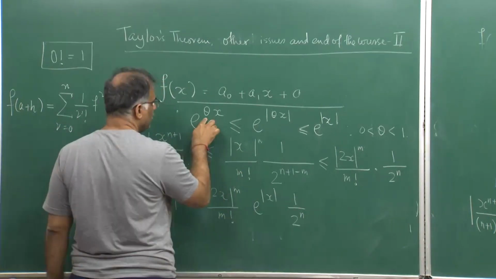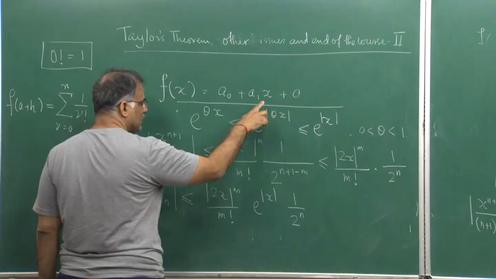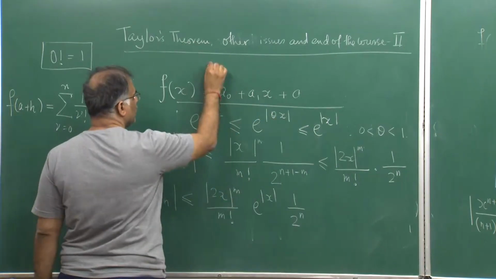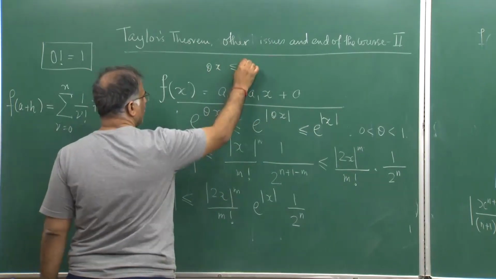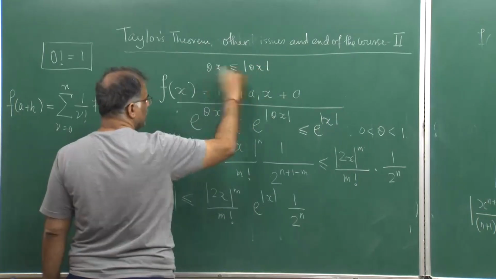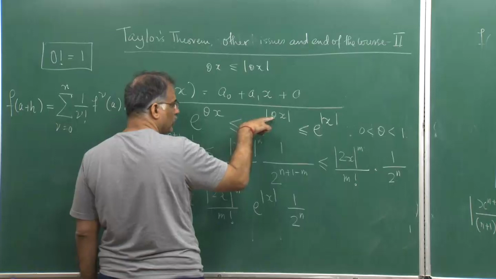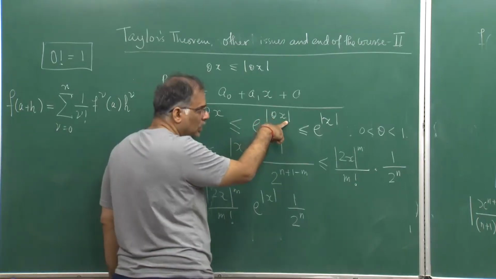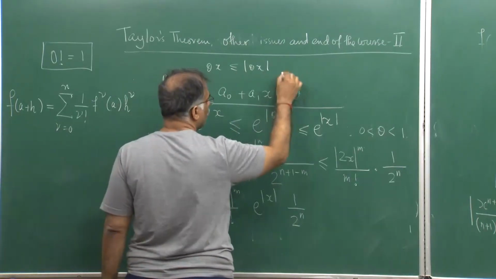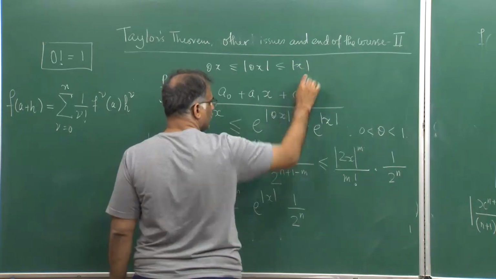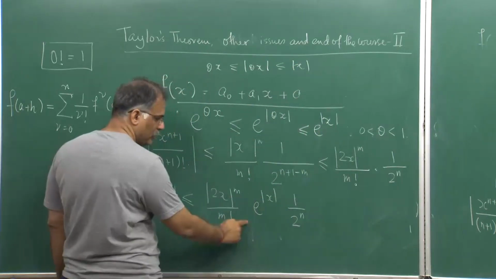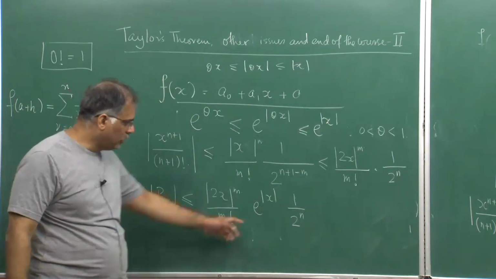Now, what is e to the power theta x? Theta x is less than mod of theta x, that is, any x is less than mod of x. Because e to the power theta x is an increasing, or non-decreasing function, e to the power theta x is less than or equal to e to the power theta mod x. And since theta is less than 1, this is less than mod x. So, this is again less than e to the power mod x. So, you will get this one into 1 by 2 to the power n.